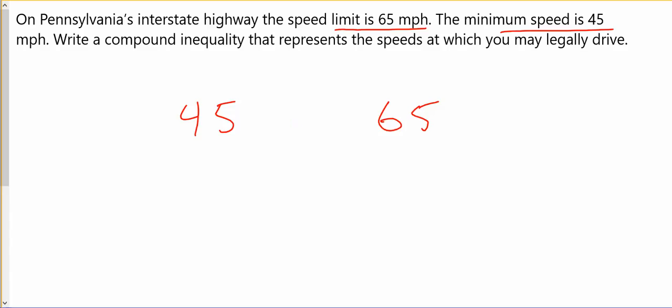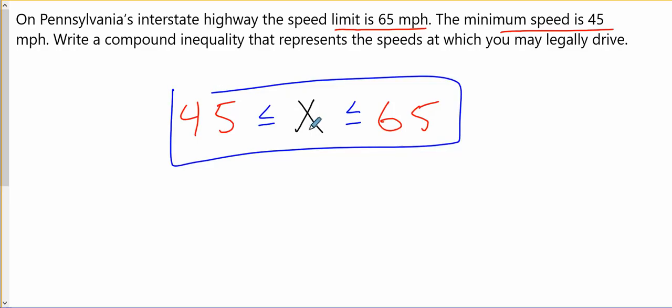What do we have in the middle of a compound inequality? We've got a variable. If this is saying the speed limit is 65, technically we don't want to go above 65. Can we go 65 miles an hour? Well, I hope so. So we're going to be less than or equal to 65. And for the minimum speed, we want to be more than 45 or equal to, so that would be greater than or equal to 45. So this is the compound inequality. We'd read this, all real numbers greater than or equal to 45 and less than or equal to 65.